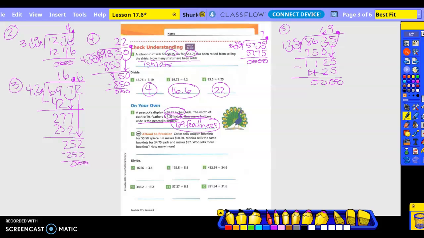All right, number 6. Carlos sells coupon booklets for $5.50 apiece. He makes $60.50. Monica sells the same booklets for $4.75 each and makes $57. Who sells more booklets? How many more? So this will be 3, right? Okay. So listen, this is for Carlos. Monica has these numbers. And then this is what we're trying to figure out. Okay, so number 6. So for Carlos, what am I going to do?